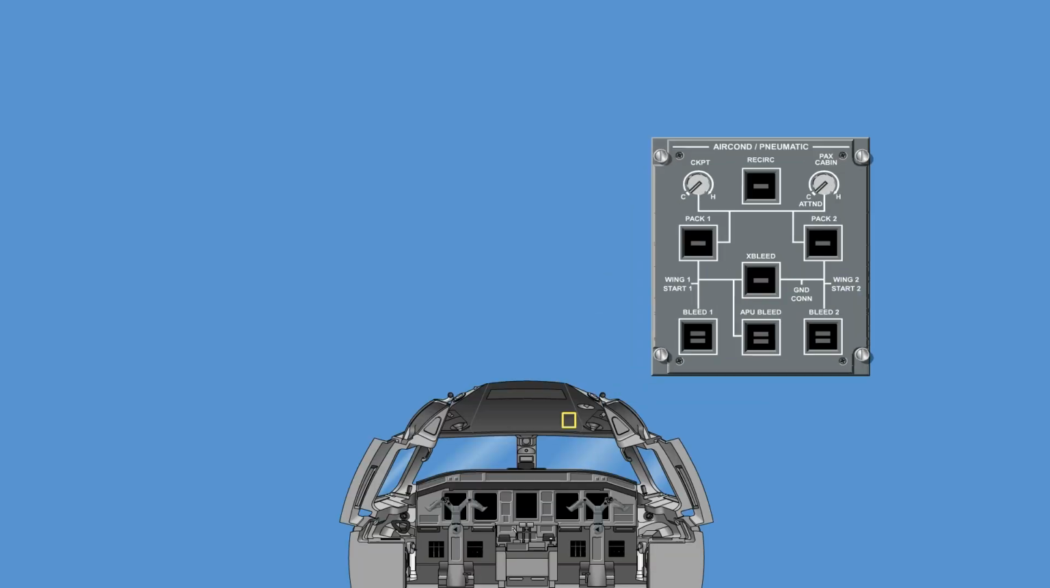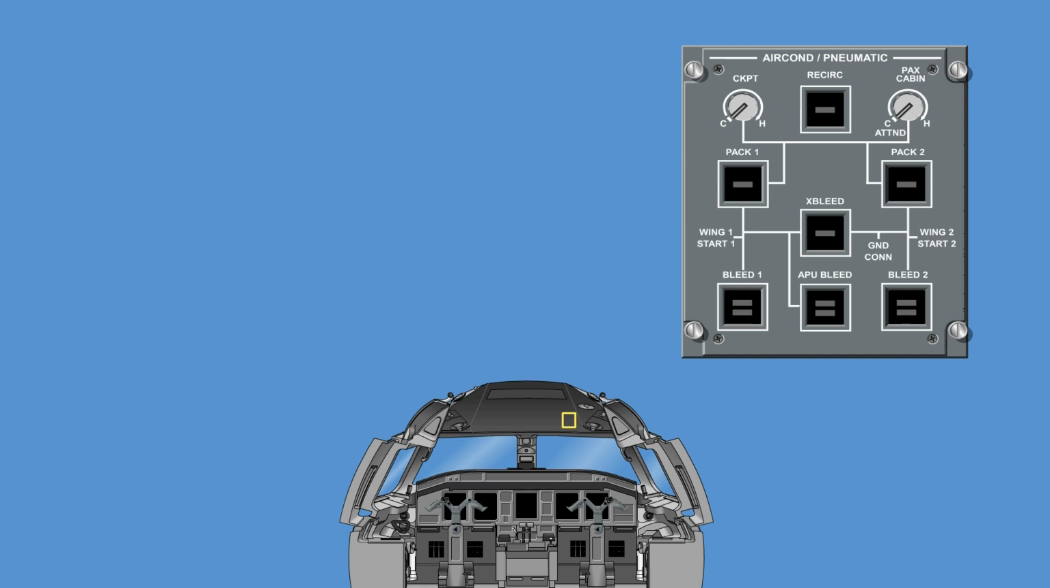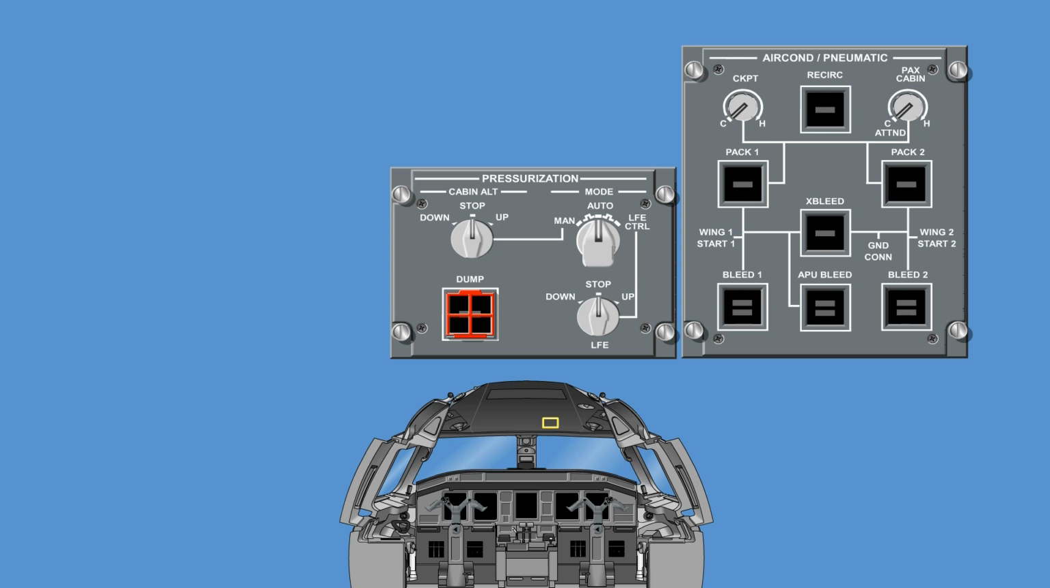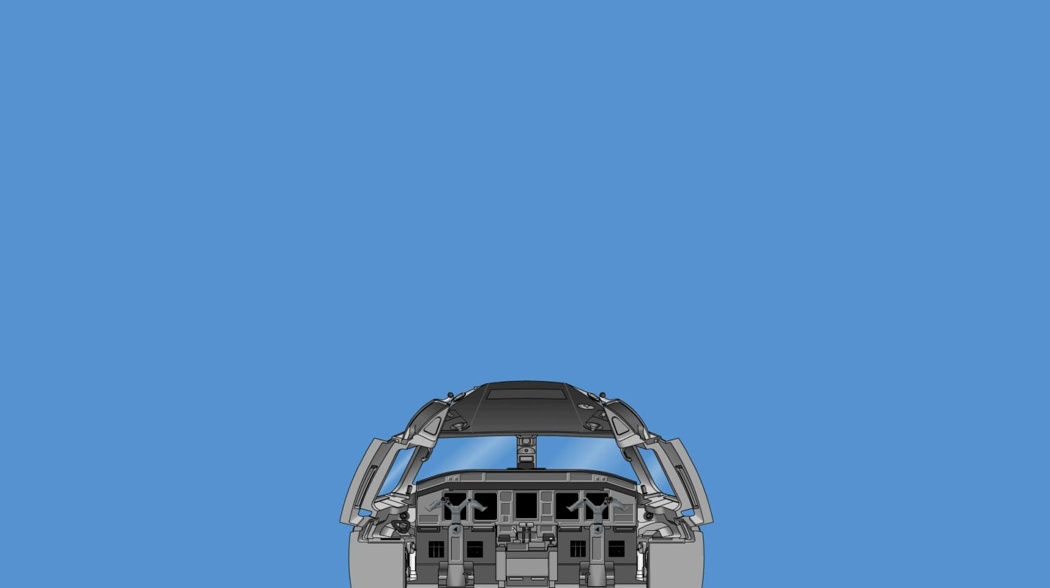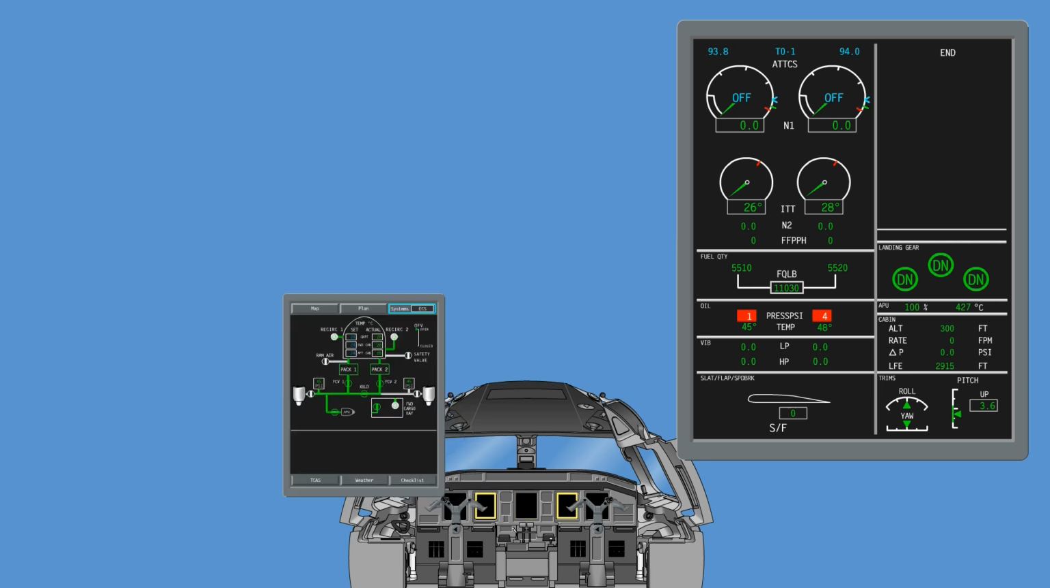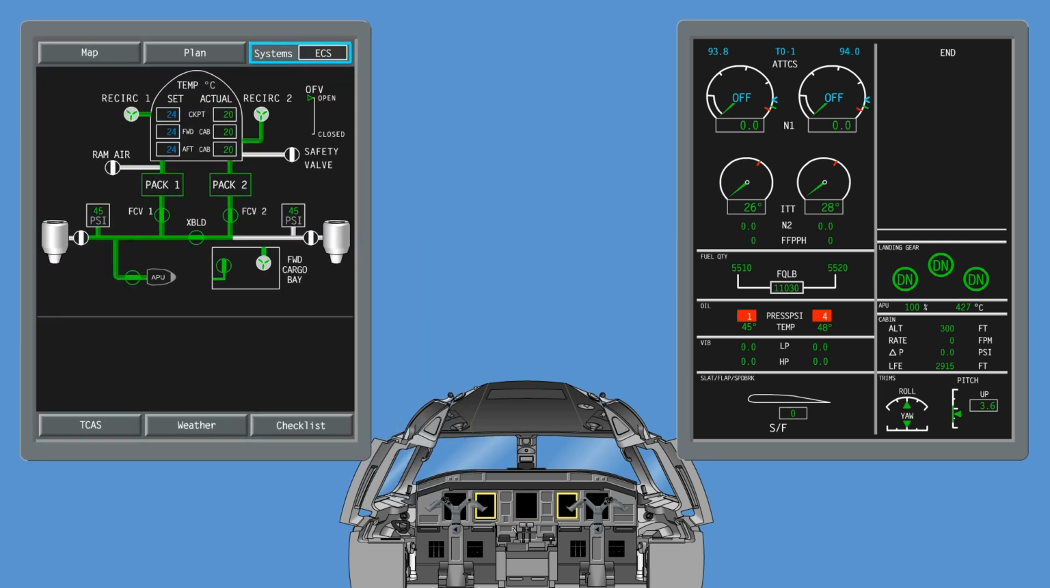AMS control is provided via the air conditioning and pneumatic control panel and the pressurization control panel installed on the overhead panel. Indication for the system is provided on the ICUS and the MFD Environmental Control System synoptic page.